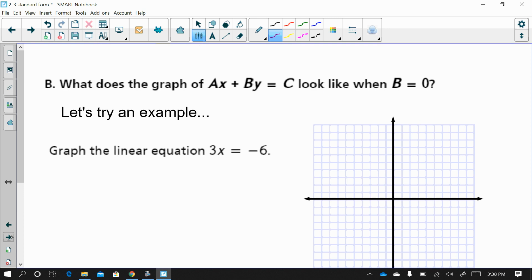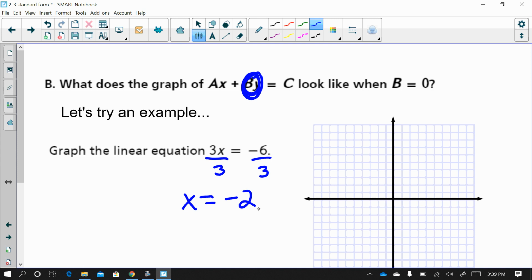Okay, so now let's let b equal 0. So this guy's gone. So I just had 3x equals negative 6. Again, I'm going to go ahead and solve for x. So divide both sides by 3. Get x equals negative 2.